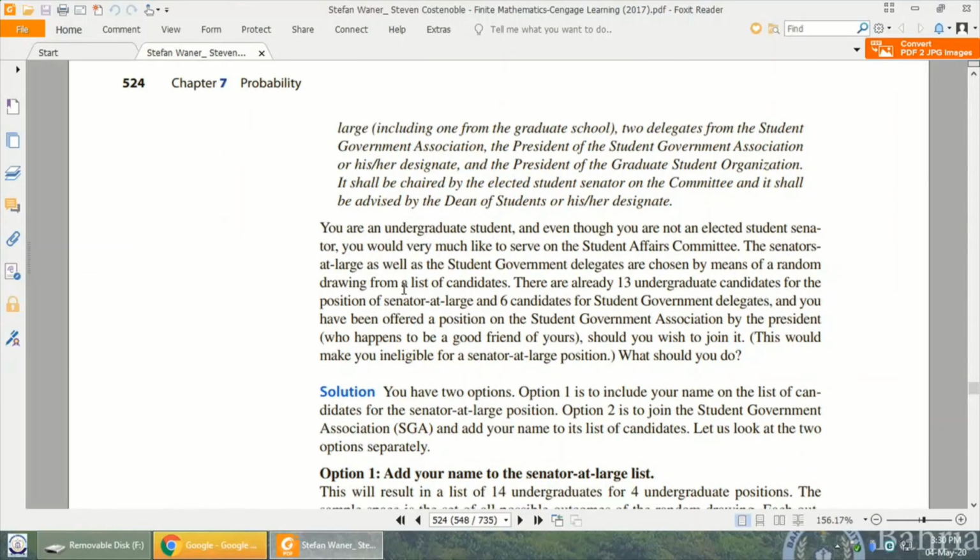So you are primarily given an option where there are 3 undergraduate candidates. You are not elected. So you have been offered a position because you happen to be a knowing person who is in charge of allotting those positions. So there are 13 undergraduate students, so if you include yourself, that will make you 14 for the position of senator at large. And 6 candidates for student government delegates. So if you include yourself inside, like I told you, you have to take out separately the possibility of yours and the other one. So there are 7 candidates together in that case.